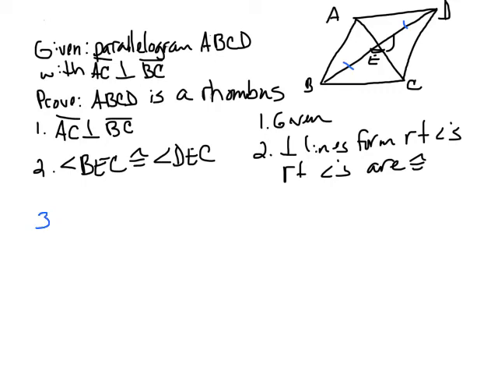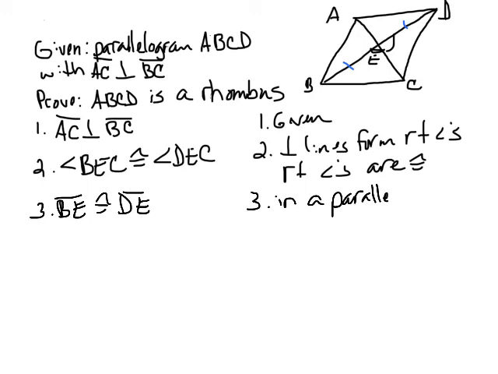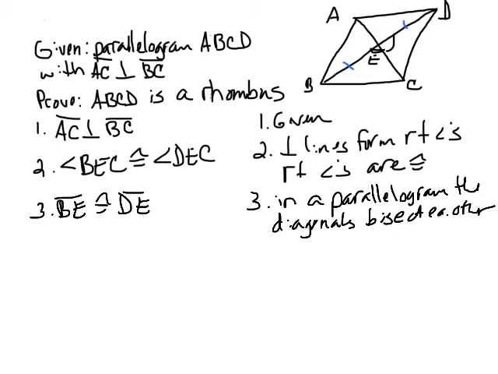So let me fix my color here. Okay, I got BE is congruent to DE. That's because in a parallelogram, the diagonals bisect each other. Okay, so I can also get EC is congruent to EC, and that's reflexive.